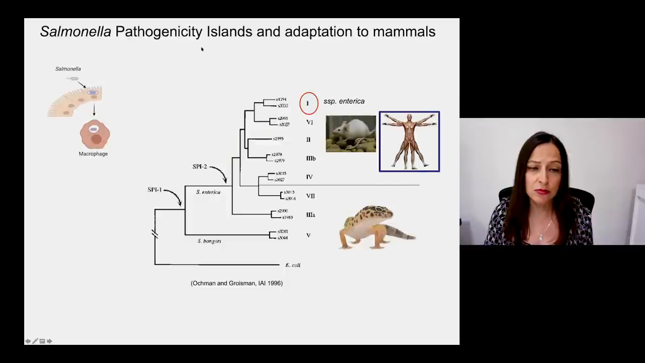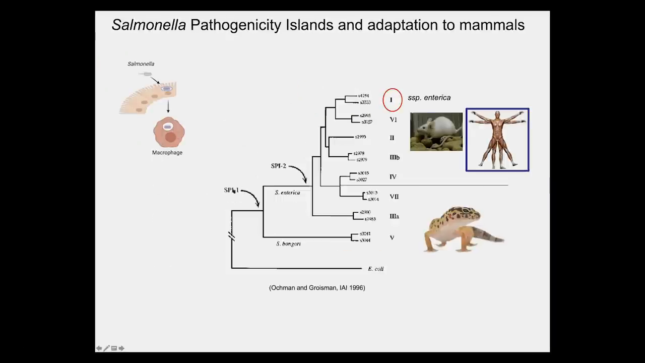So these two type 3 secretion systems encoded by SPI-1 and SPI-2, so these two pathogenicity islands, are really key for Salmonella evolution. And this was shown many years ago: acquisition of SPI-1 was a primary factor of differentiation from E. coli to Salmonella. And then acquisition of SPI-2 was a primary factor for Salmonella to evolve from cold-blooded animals like reptiles to mammals. And you can see here, for example, subspecies enterica, which is the most prevalent one.